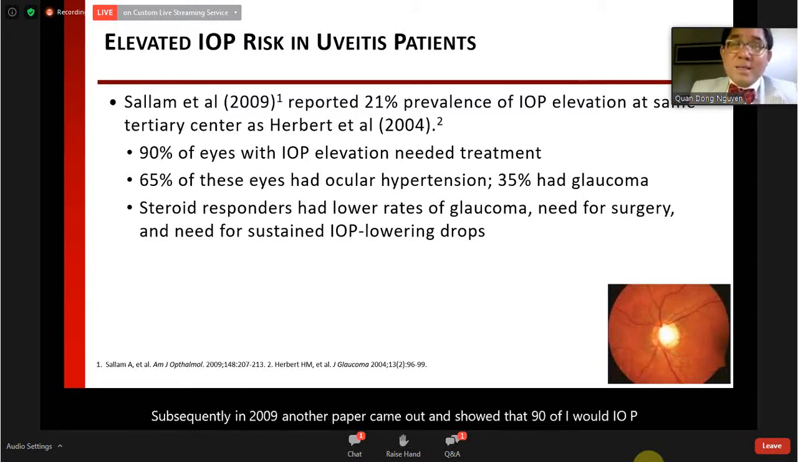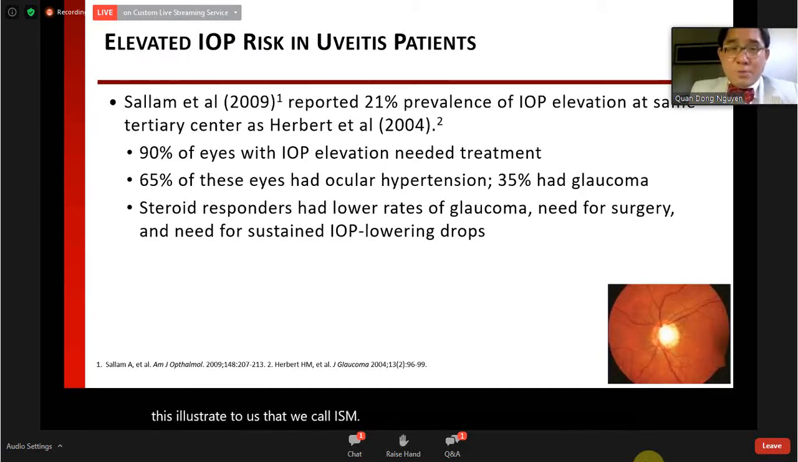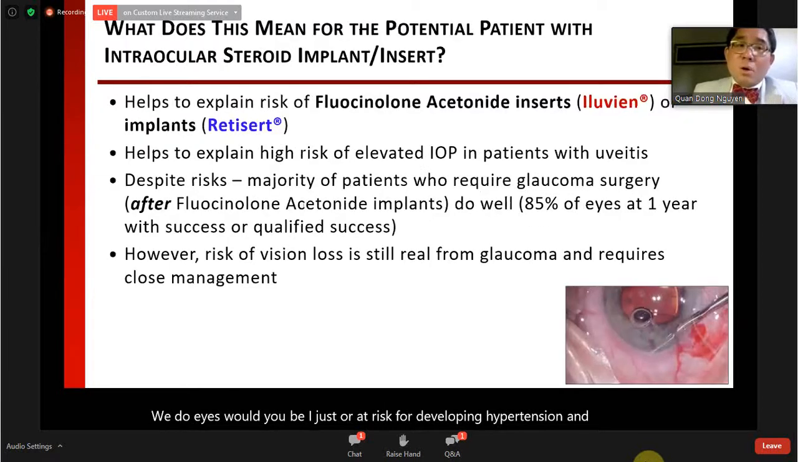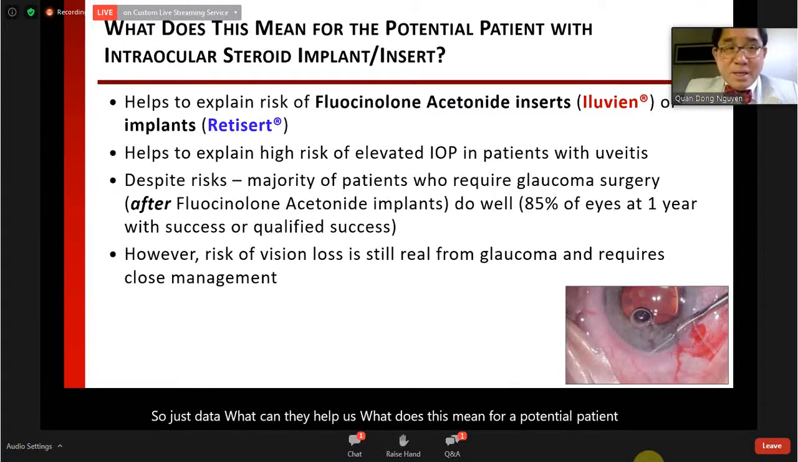So again, this illustrates to us that regardless of what we do, eyes with uveitis are at risk for developing ocular hypertension and glaucoma. Hence, the term uveitic glaucoma also arose. So, just data, how can they help us? What does this mean for a potential patient with an intraocular steroid implant or insert? What should we do as clinician scientists to be able to manage this patient?